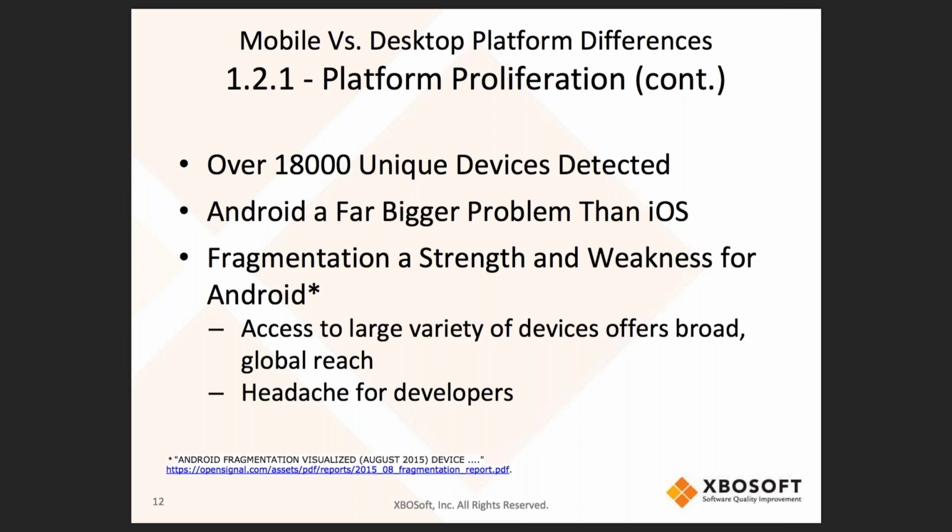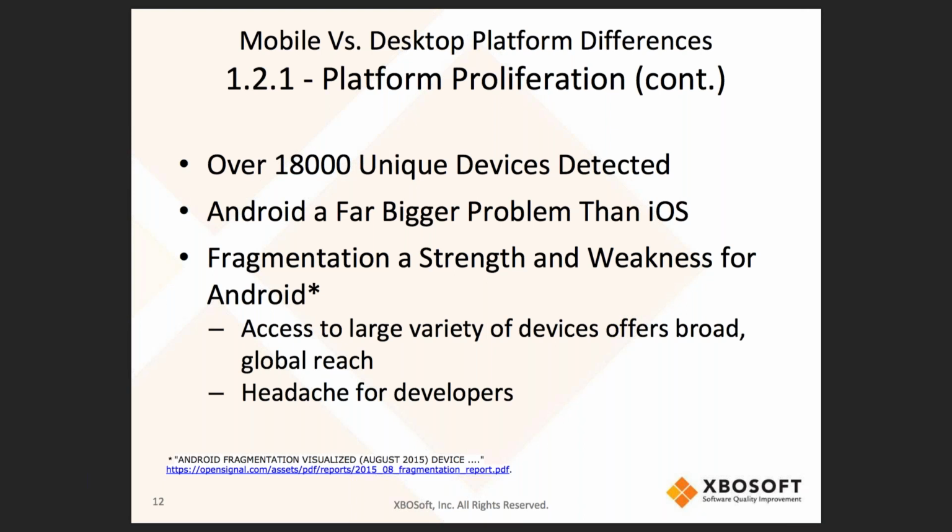This fragmentation, so many choices, can be a strength, it could be a weakness. The strength would be that you'd have many devices that could be accessed. But the problem is it's a big headache for developers because the screen sizes are just too many. To accommodate all of them in an efficient manner is impossible, and there's prioritization that needs to take place.